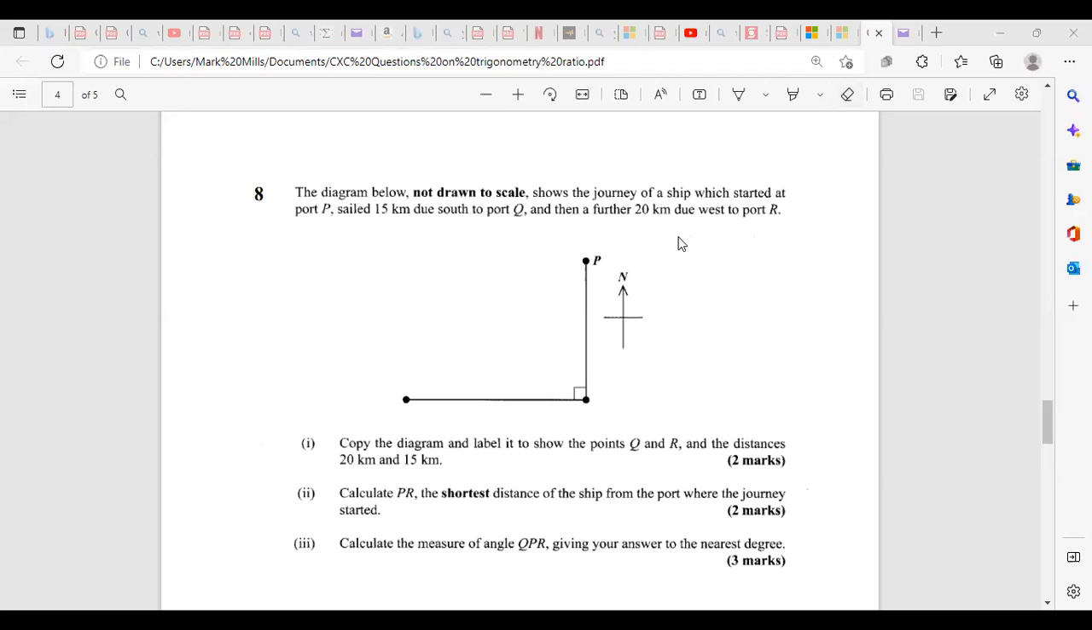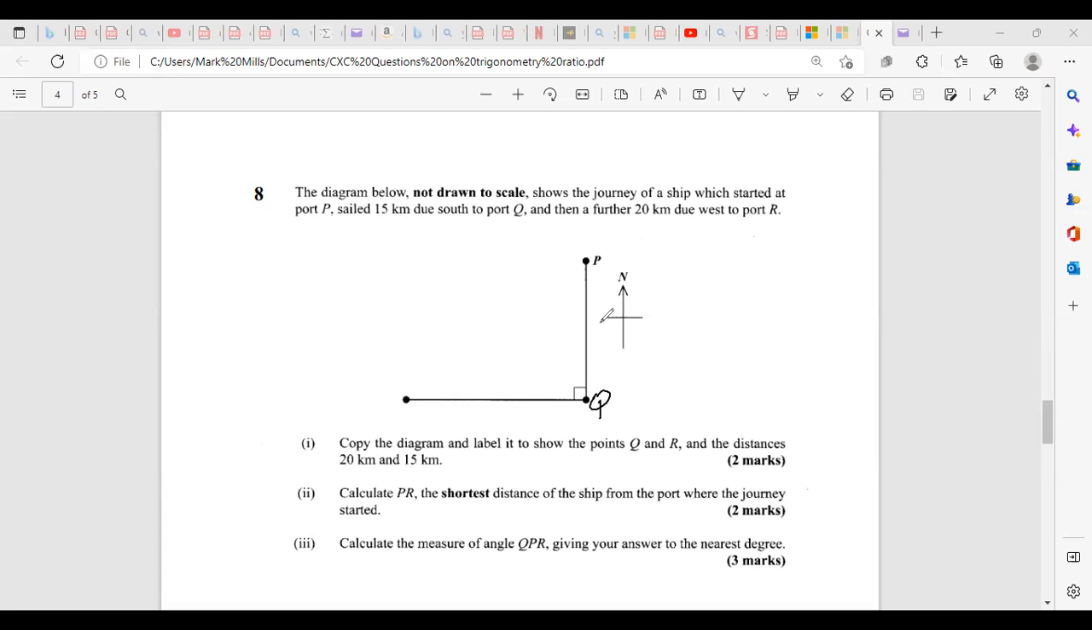Right? So south of P will be down to this point. What letter will I put over there? They say it shows the journey: we started at point P, 15 kilometers due south of point Q. So we are at P, we are going south, we go down, right? So at this point here, which letter will I put? Q. Q, right, you put Q here.